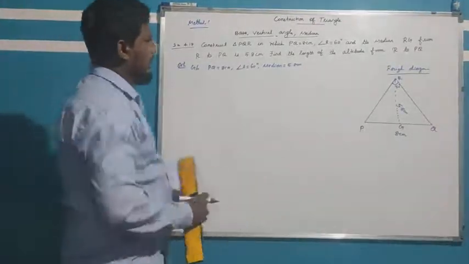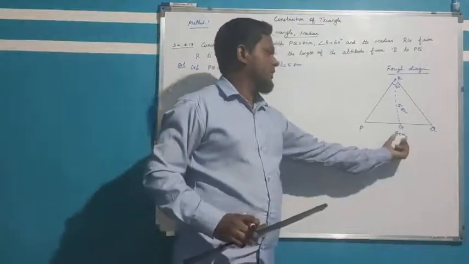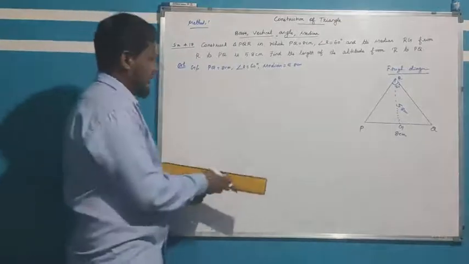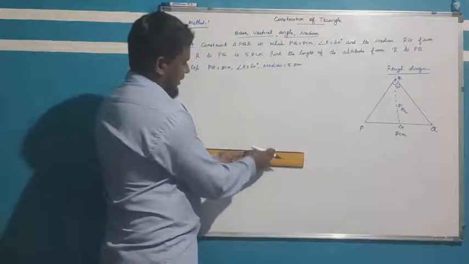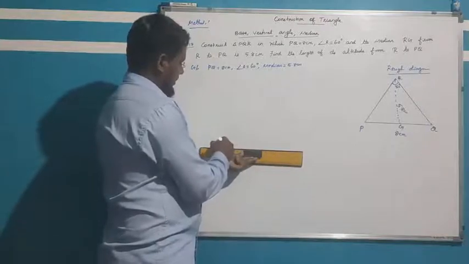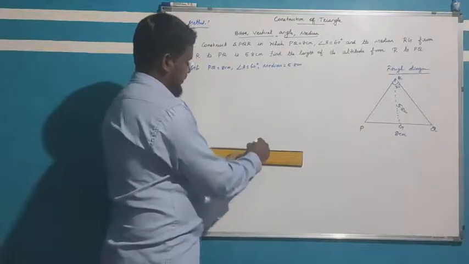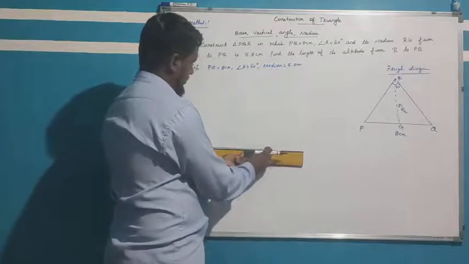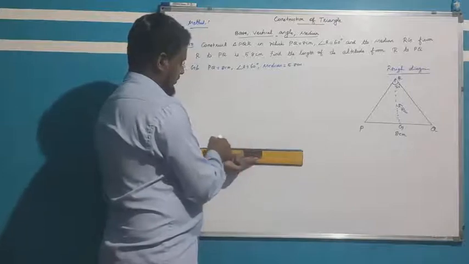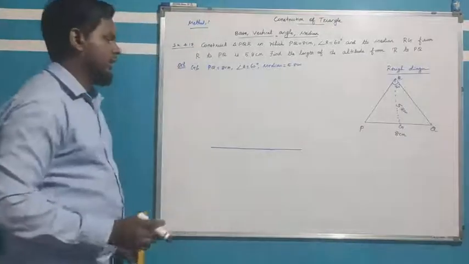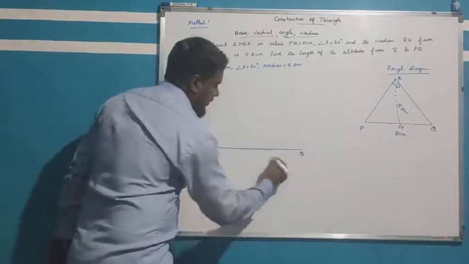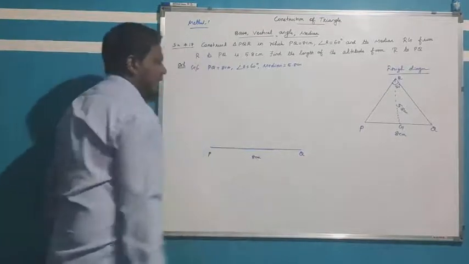First measure PQ equal to 8 centimeter. Consider a line segment; I am drawing approximately, but you consider it properly. Draw an 8 centimeter line segment. You can give the name PQ is equal to 8 centimeter.